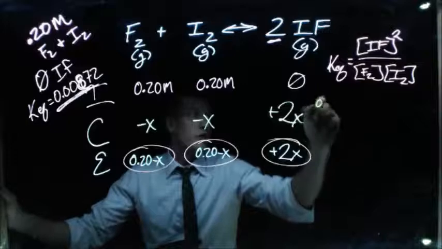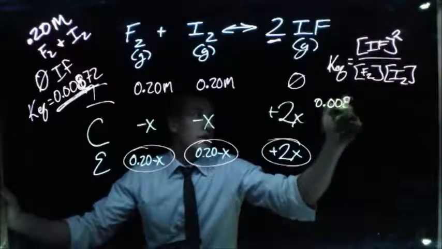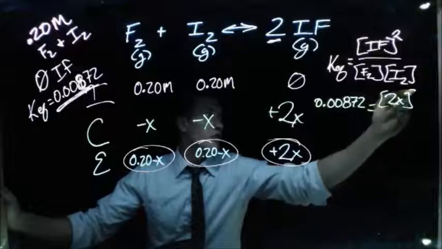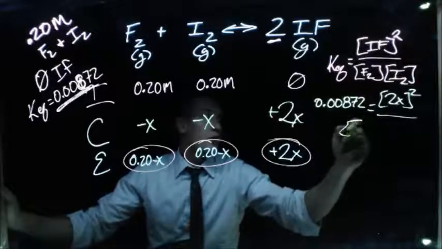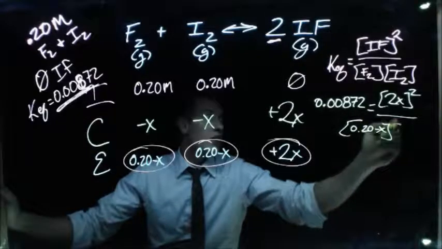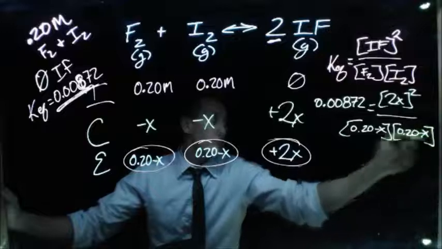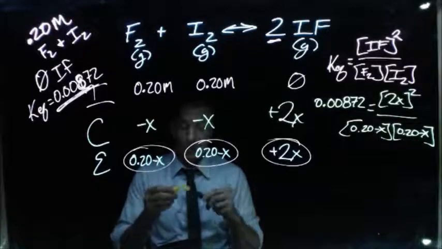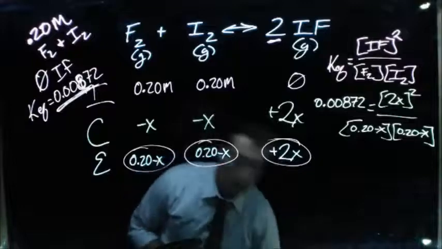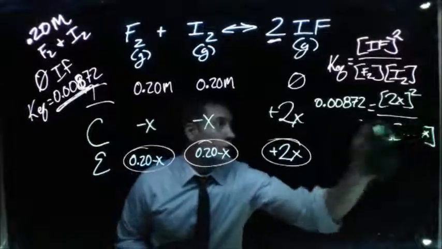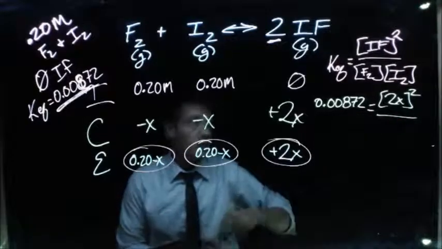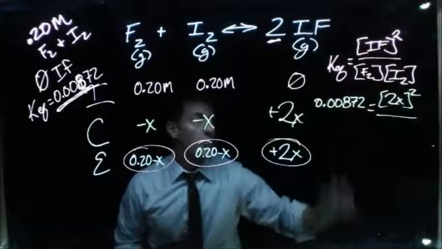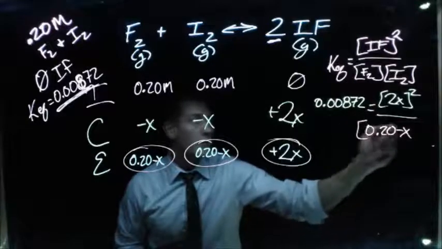Then we will plug into this equilibrium expression our KEQ and our equilibrium values. So then we're going to have 0.00872 equals 2X squared over 0.20 minus X times 0.20 minus X. But since 0.20 minus X times 0.20 minus X are the same terms, we can simplify that into 0.20 minus X squared.